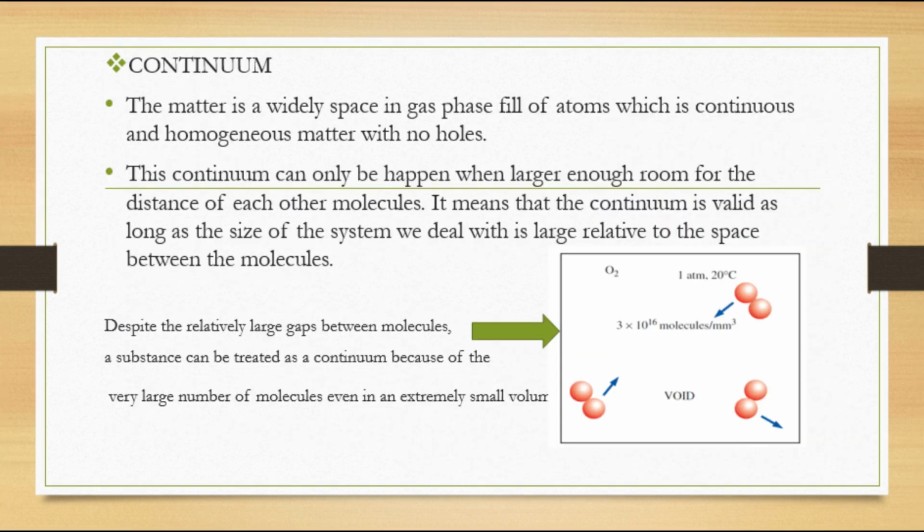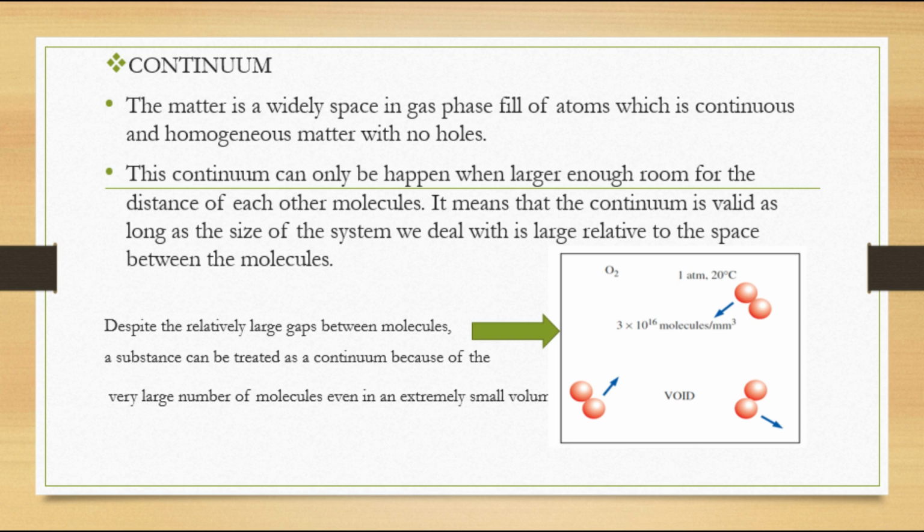Continuum. Continuum is the method of treating a widely spaced gas phase field of atoms as continuous and homogeneous, with no holes. This continuum can only happen when there is large enough room for the distance of each molecule from each other. It means that the continuum is valid as long as the size of the system we deal with is large relative to the space between the molecules.